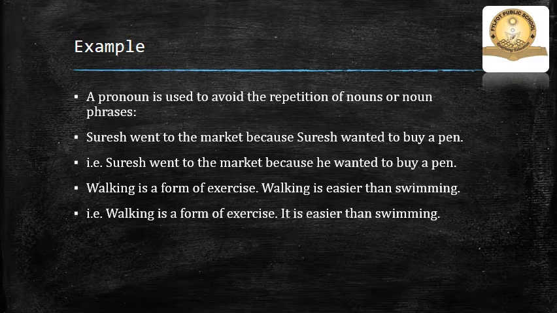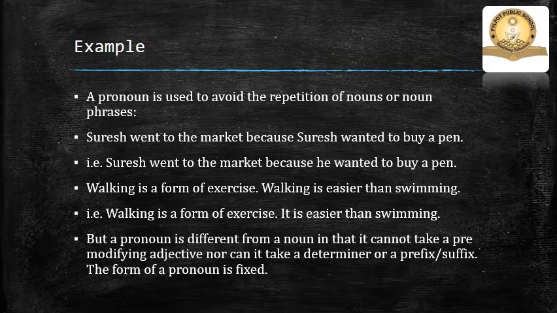See, though it has the same characteristics as a noun, a pronoun is very much different from a noun. It cannot take a pre-modifying adjective, nor can it take a determiner or a prefix or a suffix. Like a noun or a noun phrase we had studied, it was able to take what? Pre-modifying adjectives and determiners as well. But when it comes to pronouns, they are absolutely fixed. They cannot take any pre-modifying adjective or a determiner or a prefix or a suffix.